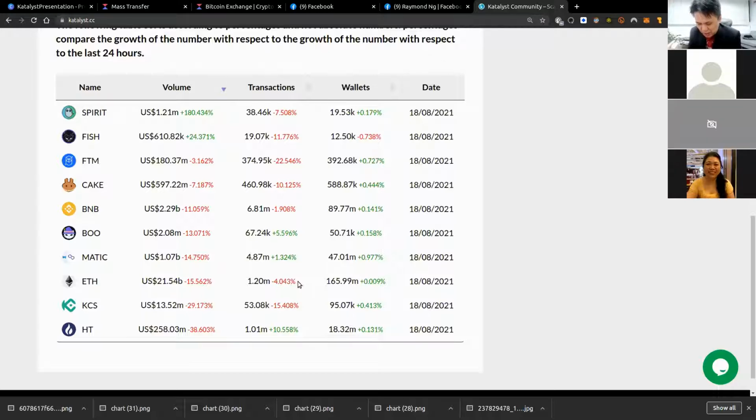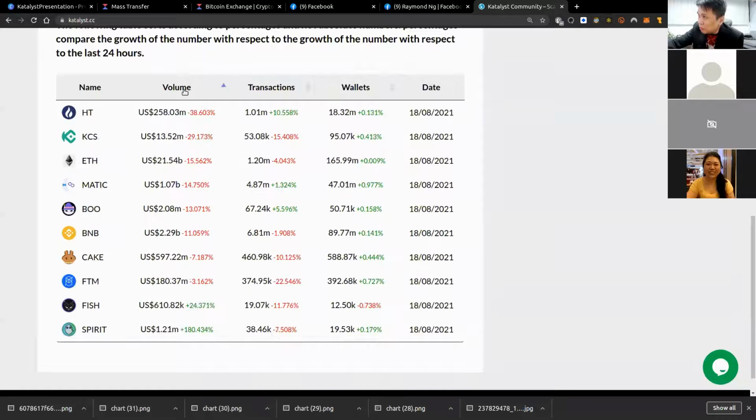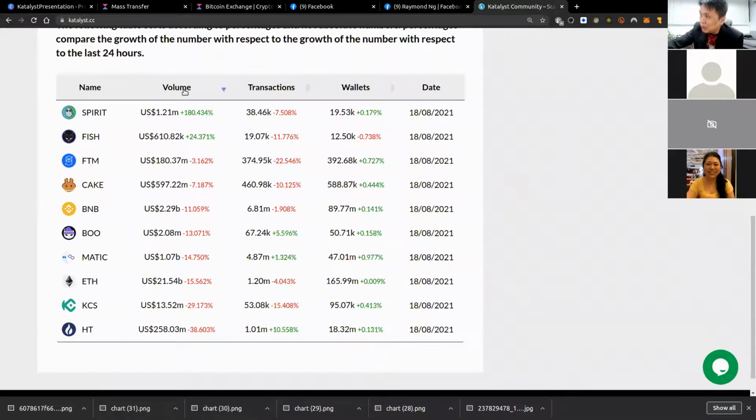We don't need to scan all the coins, because I see sometimes if you scan anything beyond a certain number of coins, there's also no point. But anyway, if you have the number of coins, if you sort according to volume, you can tell a lot of things, really, like spirit. How many of you have heard of spirit?